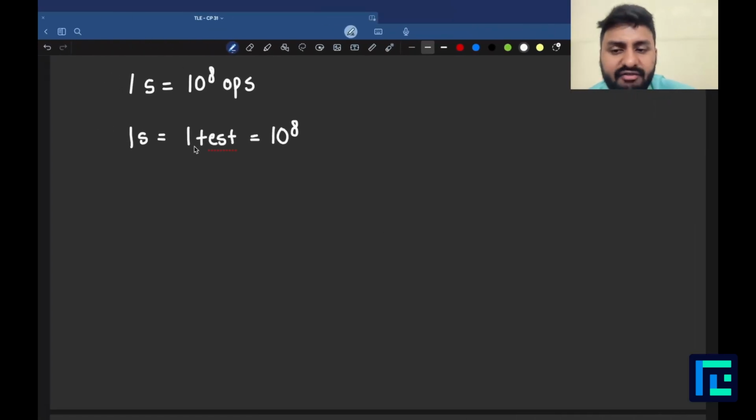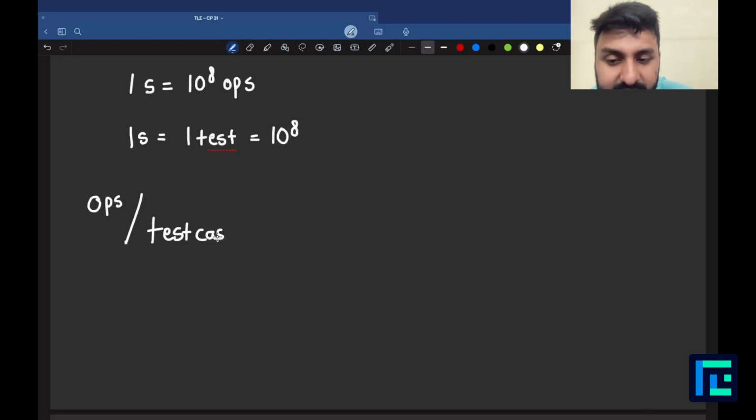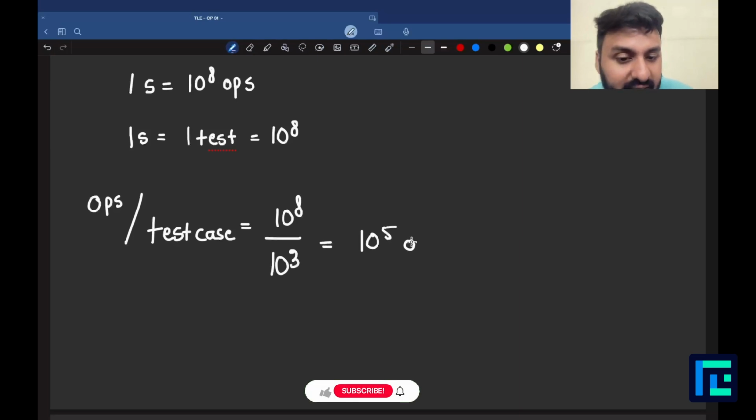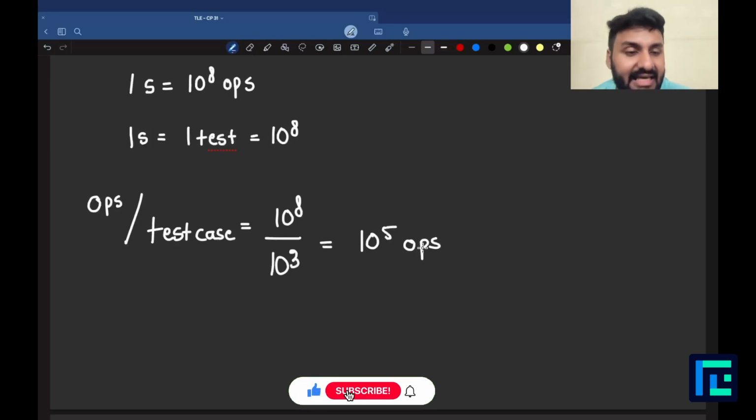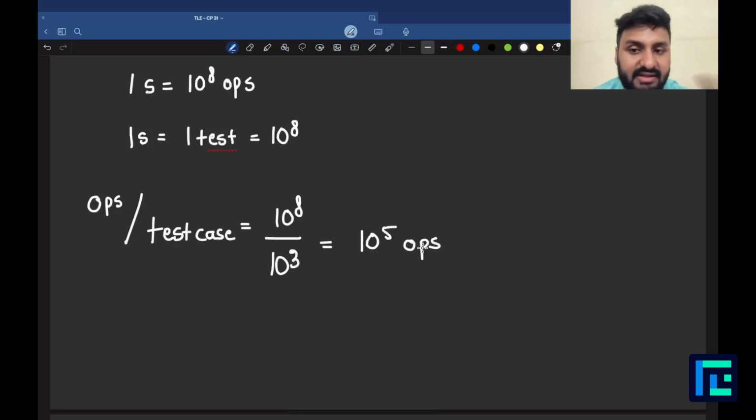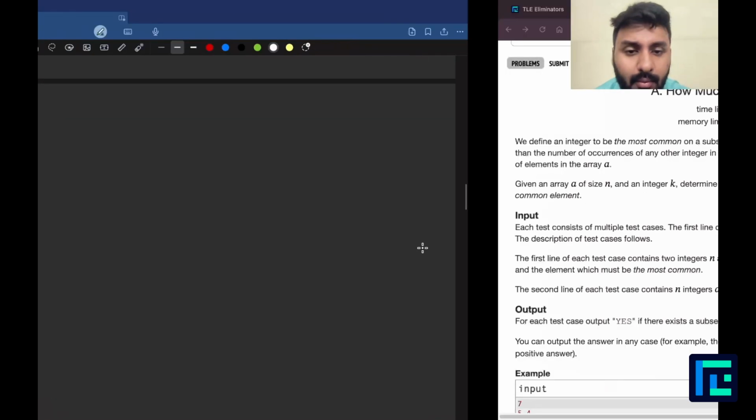That's 1000. So if I ask how many operations you are allowed per test case, you can simply say 10 power 8 upon 10 power 3, which gives 10 power 5 operations. That means in one test case, I am allowed 10 power 5 elementary operations. So my complexity should be built around this factor so that I don't cross 10 power 5. If I do, I know I am bound to get a TLE, which is not going to fetch a correct solution. So what is my expected complexity in this case?